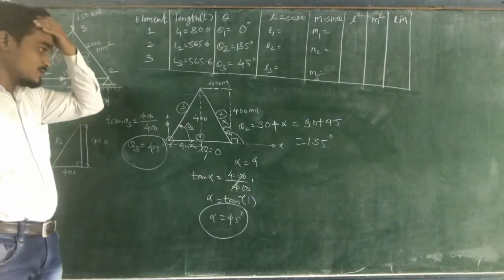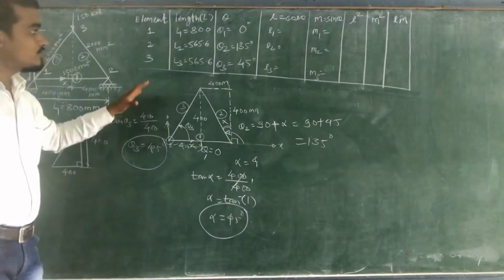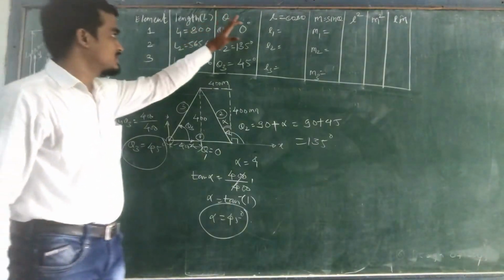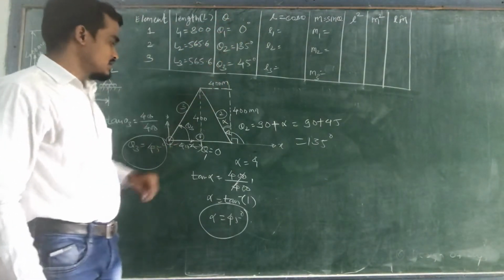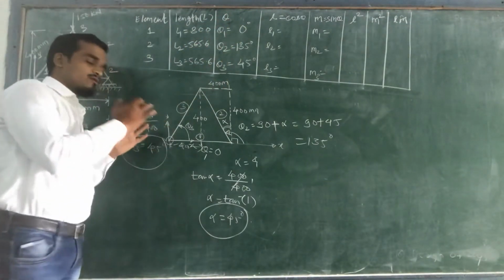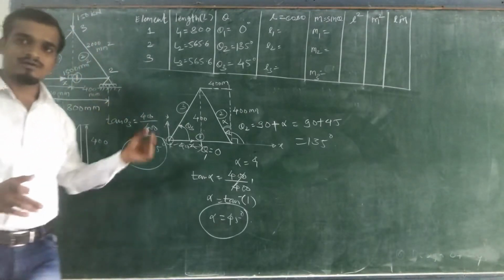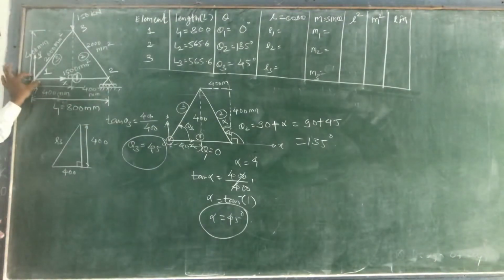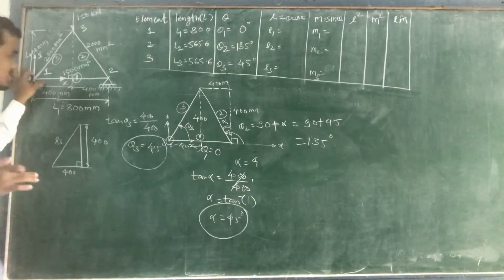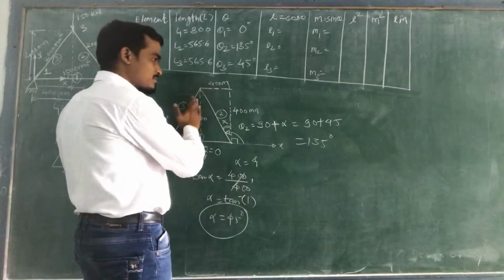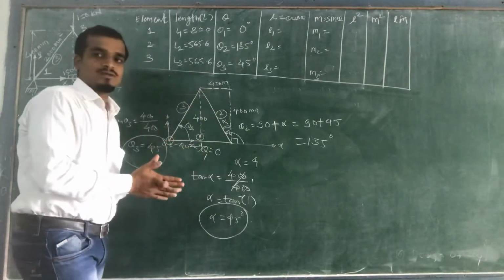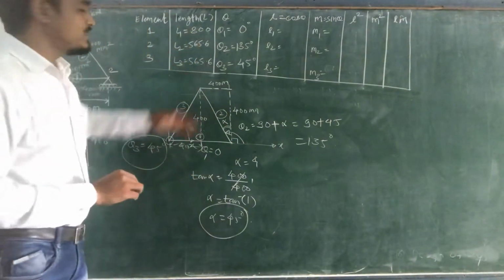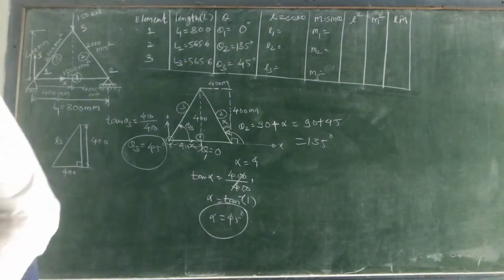In this way, we determine the lengths and the theta values, theta 1, theta 2, theta 3. To find the values of theta, first we need to take one reference point, any node. As we have selected the first node as the reference point, from it we have determined our theta values.